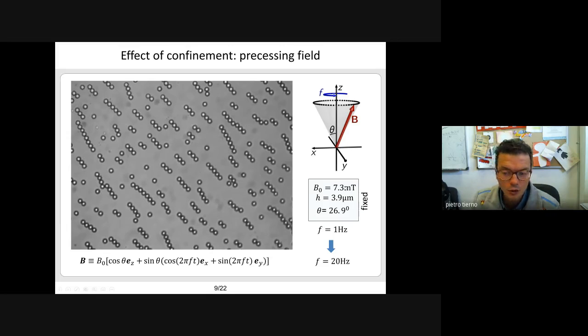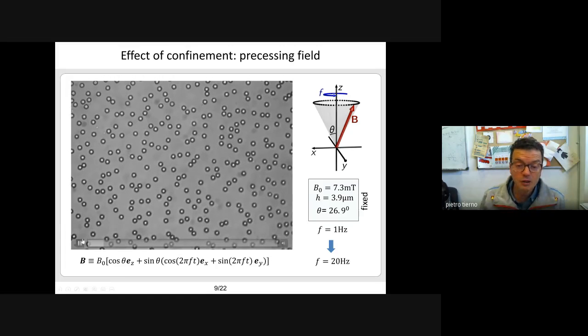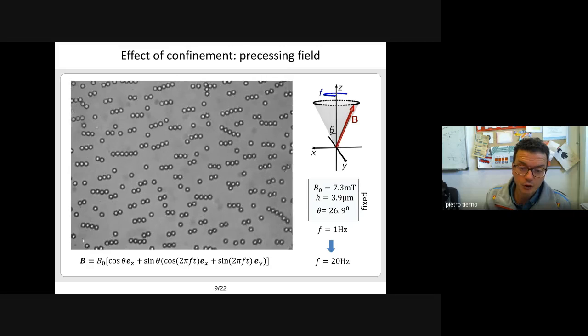Here we are talking of fields of the order of 7.3 millitesla and a cell thickness of 3.9 microns, which is of course lower than twice the particle diameter. So the precessing field has this expression. Let me tell you that the precessing field is a very nice compromise to a more complex time-dependent field, to a simple rotating one. If you have a simple rotating one, what you get are chains that rotate with the particles. Now we see what happens when we superimpose this static perpendicular field.